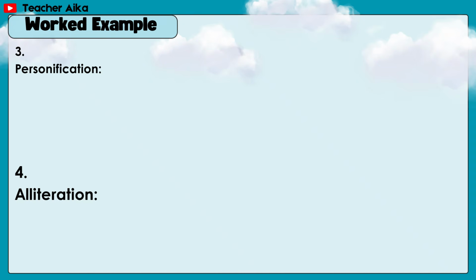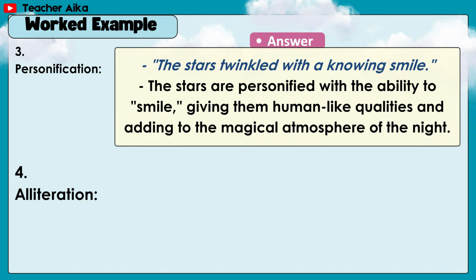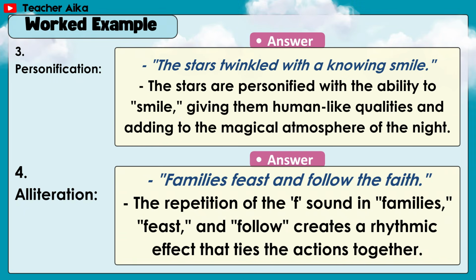Number 3, personification. Answer, the stars twinkled with a knowing smile. The stars are personified with the ability to smile, giving them human-like qualities and adding to the magical atmosphere of the night. Number 4, alliteration. Answer: families feast and follow the faith. The repetition of the F sound in families, feast, and follow creates a rhythmic effect that ties the actions together.